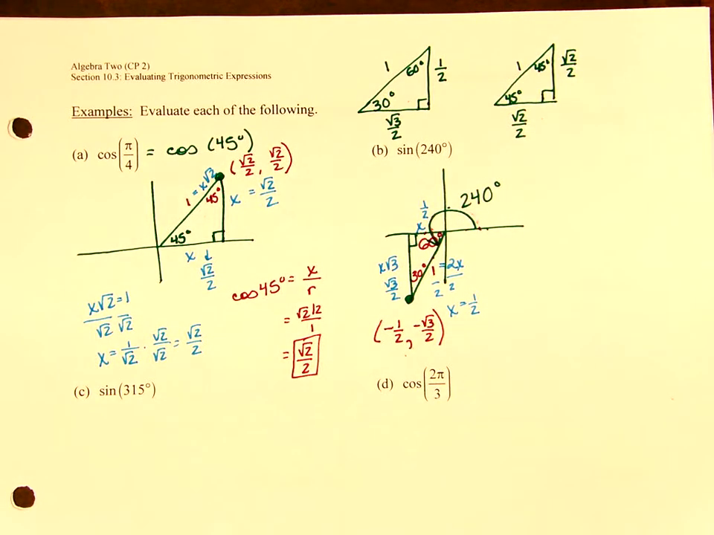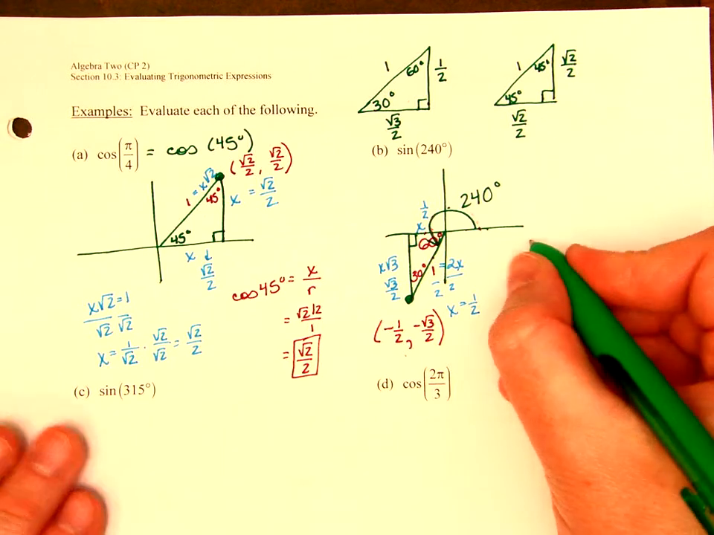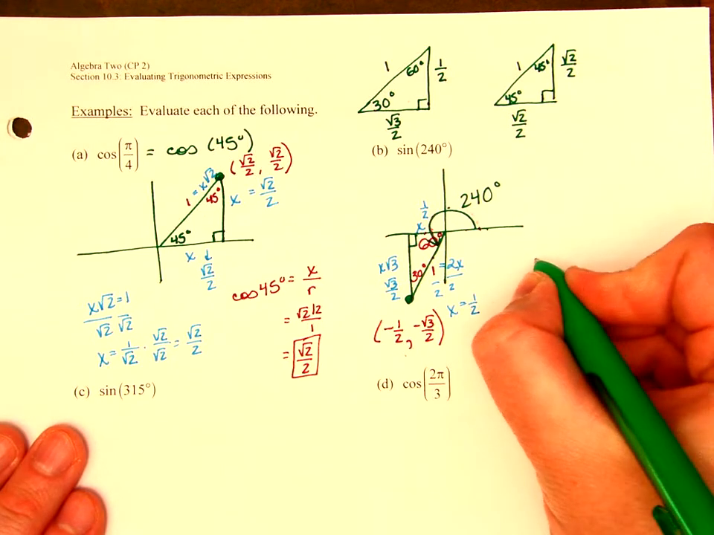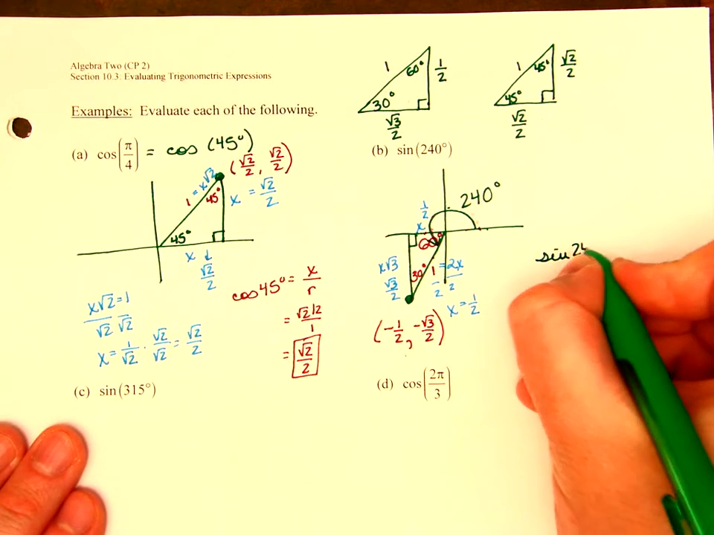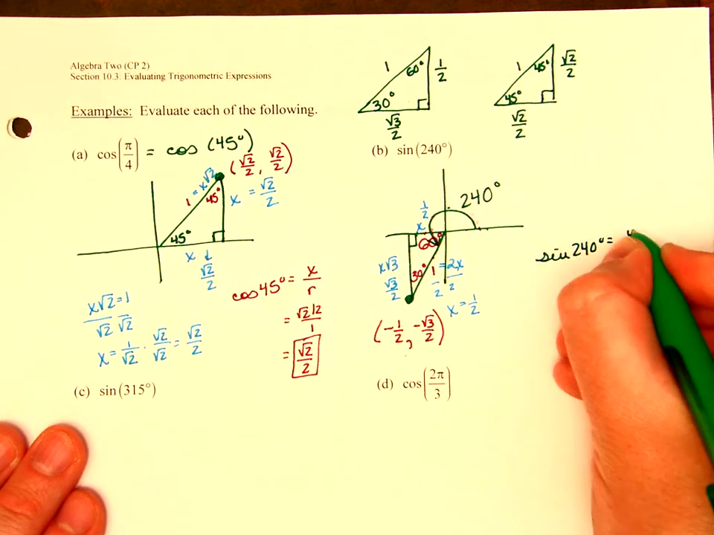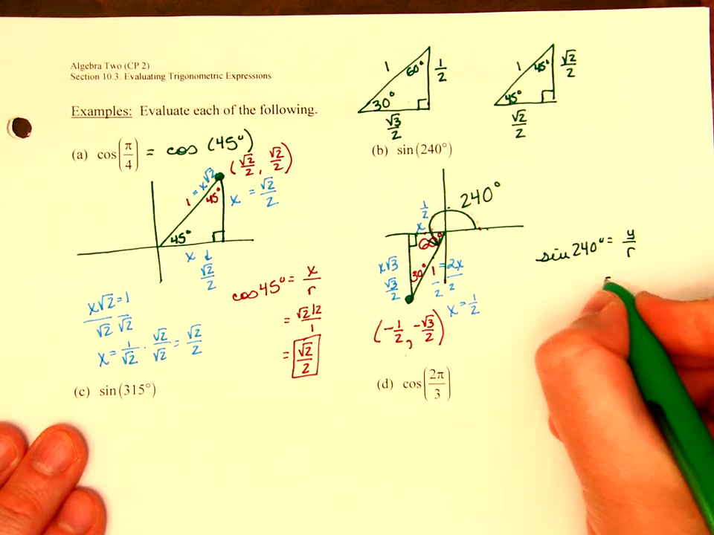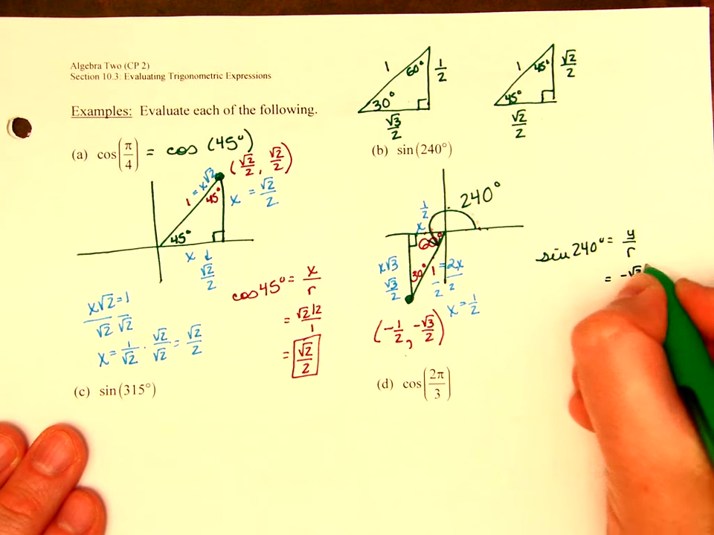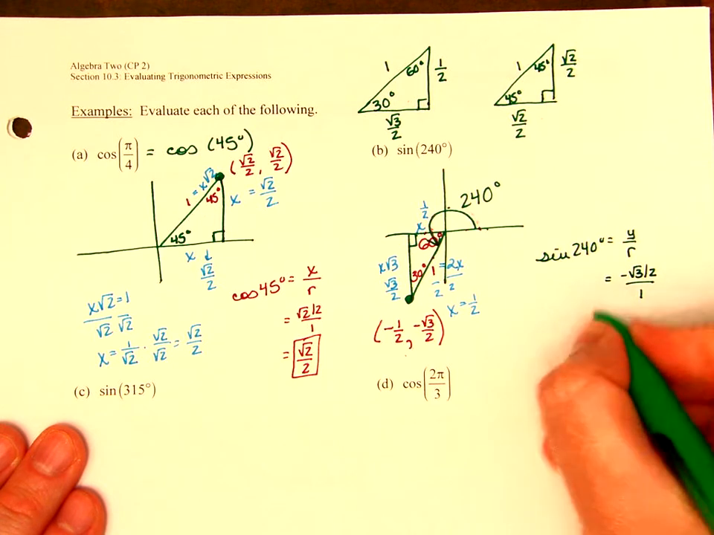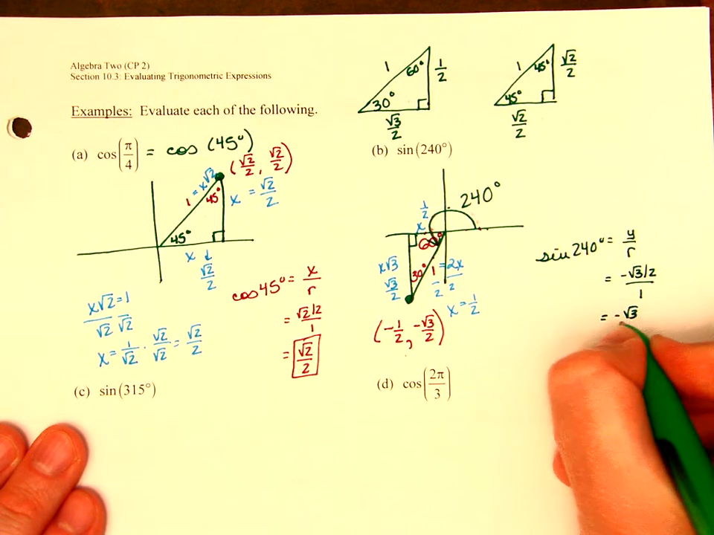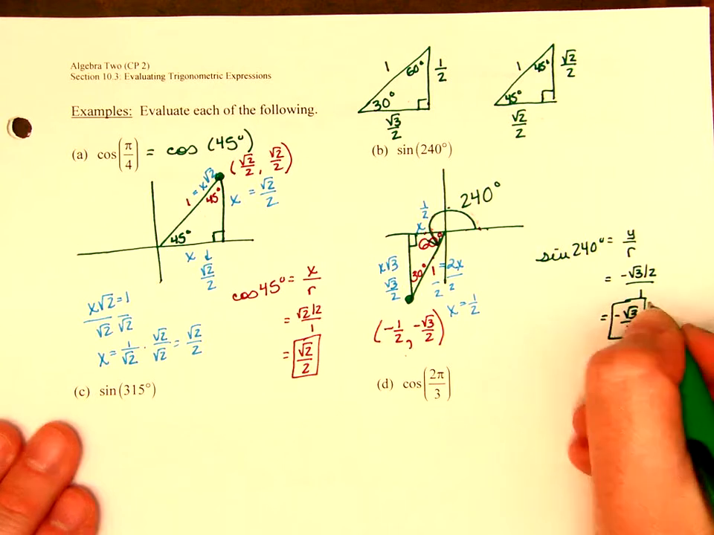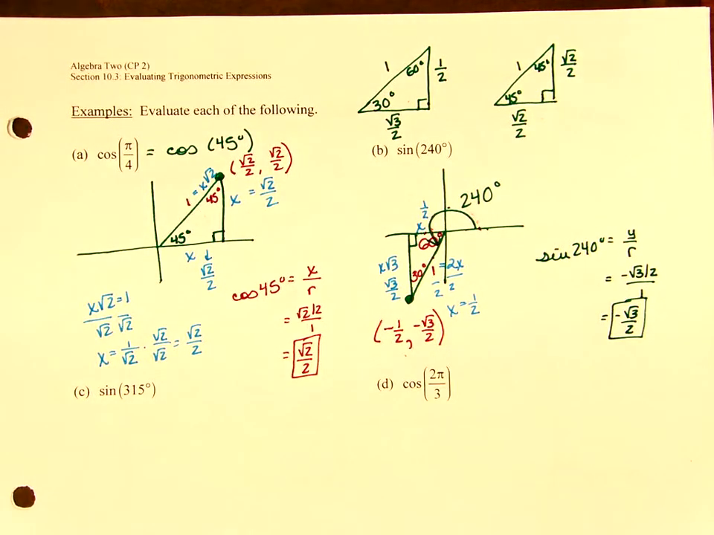Okay, well, I need to find the sine of 240 degrees. Sine of 240 degrees is my y over my r. My y is negative root 3 over 2. My r is 1. So the sine of 240 degrees is negative root 3 over 2.